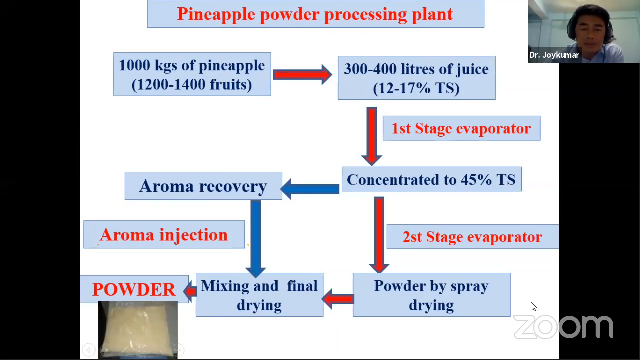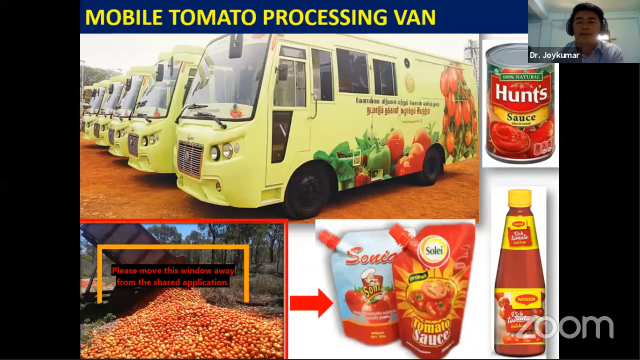So in that line, why not think about having a mobile tomato processing plant. But in the South, IACPP has already started this.